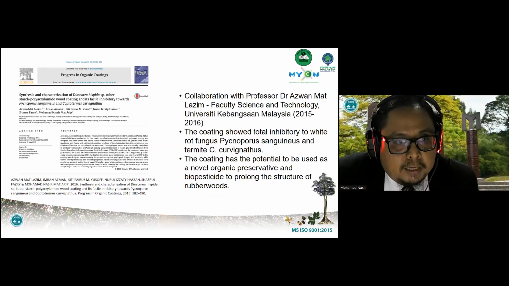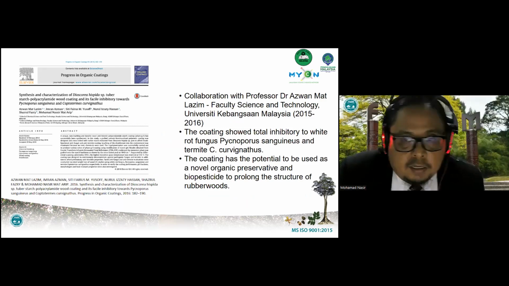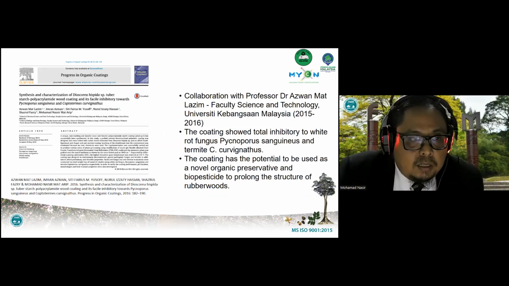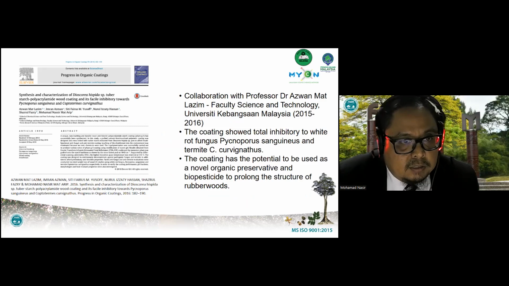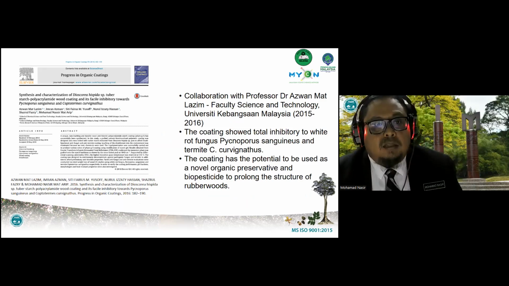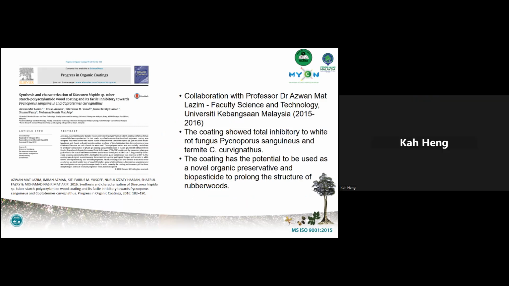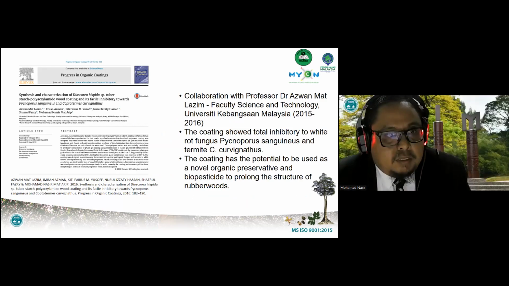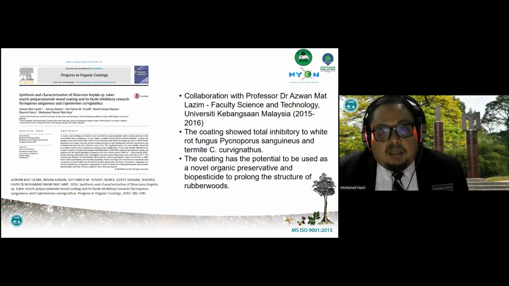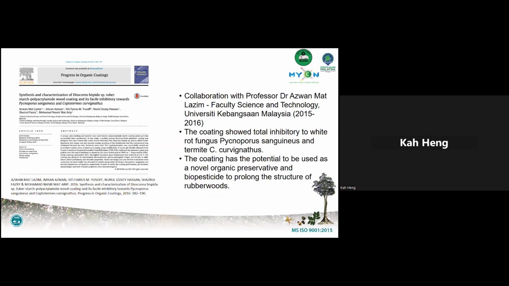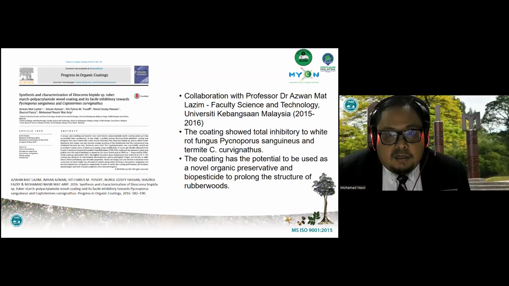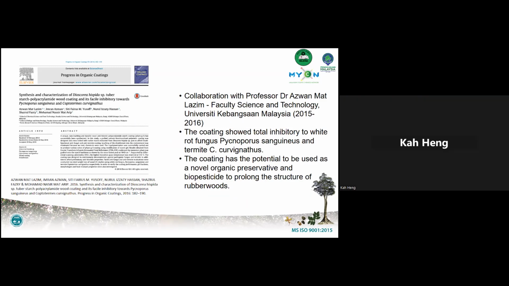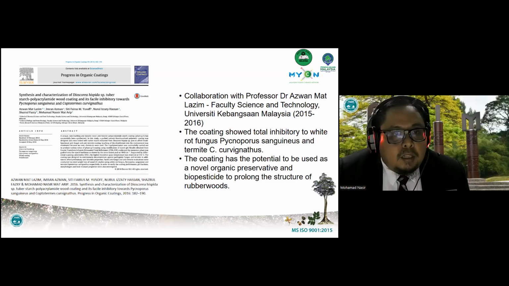So this one is I collaborated with the Professor Dr. ... on the characterization of Dioscorea hispida, ubi gadung, and converted it to wood coating, and the coating shows total inhibition to white rot fungus, and the coating has the potential to be used as a novel organic preservative.